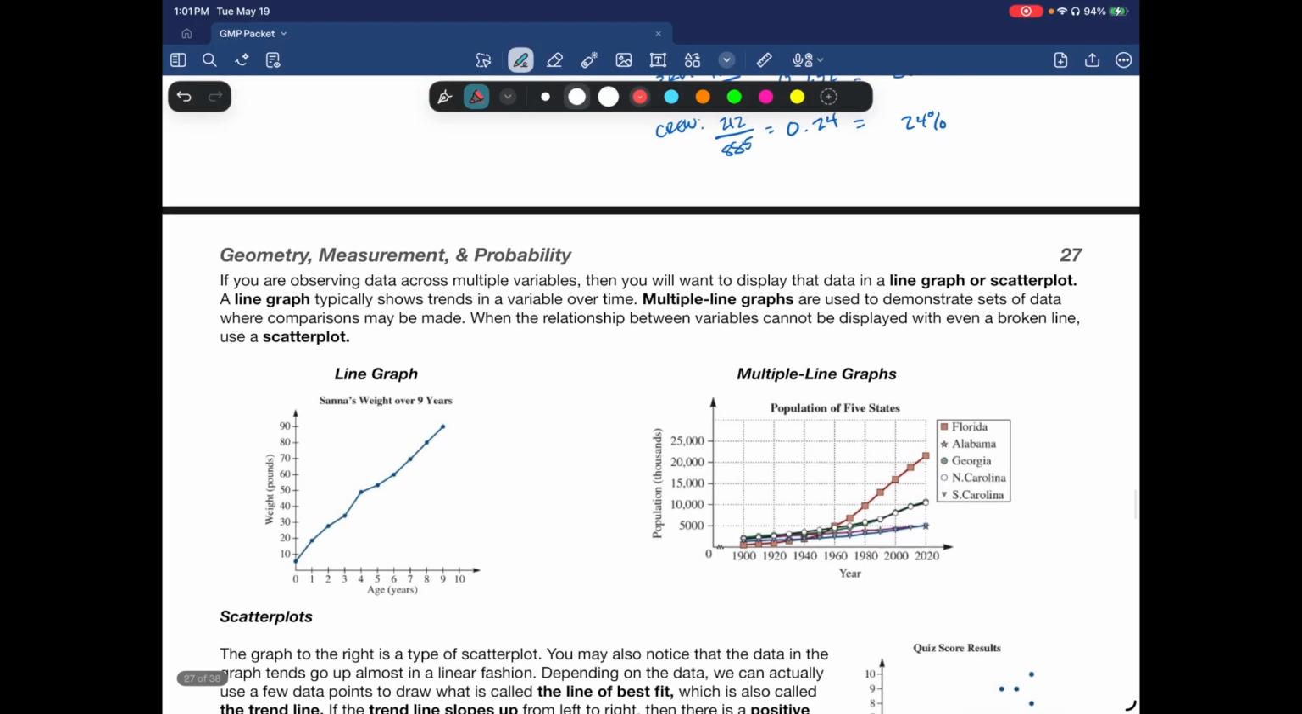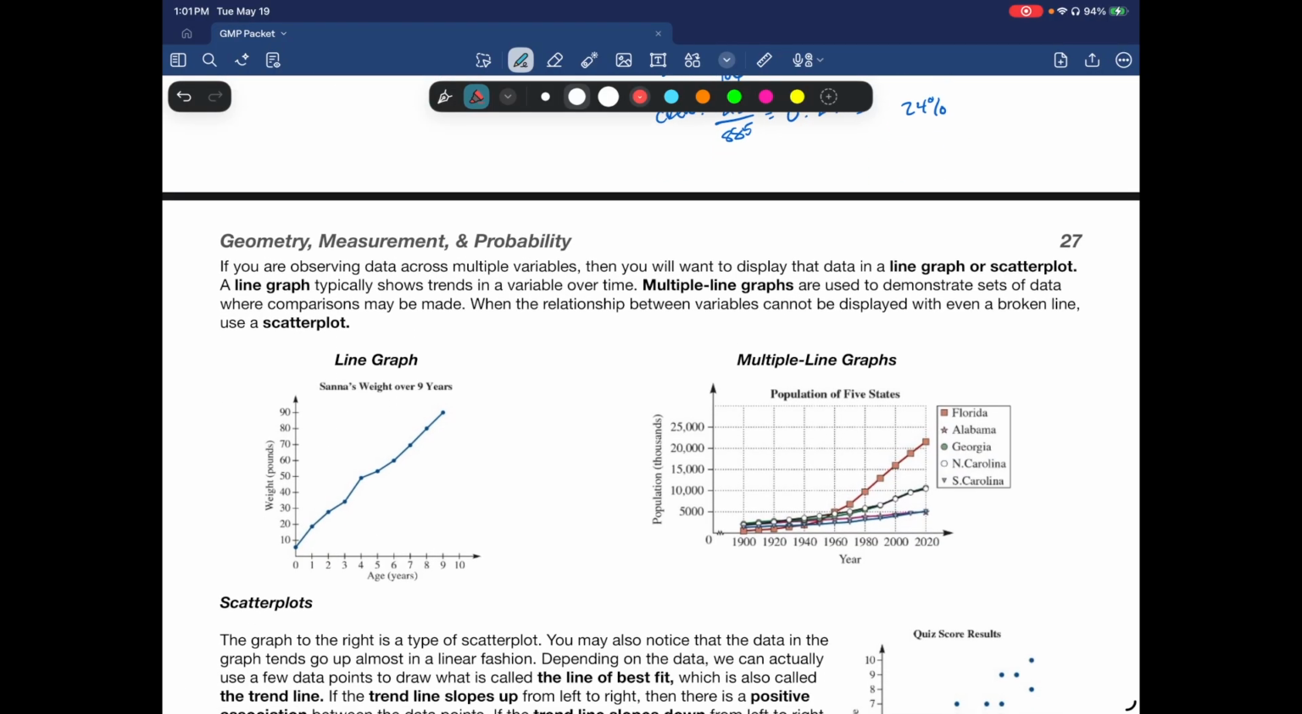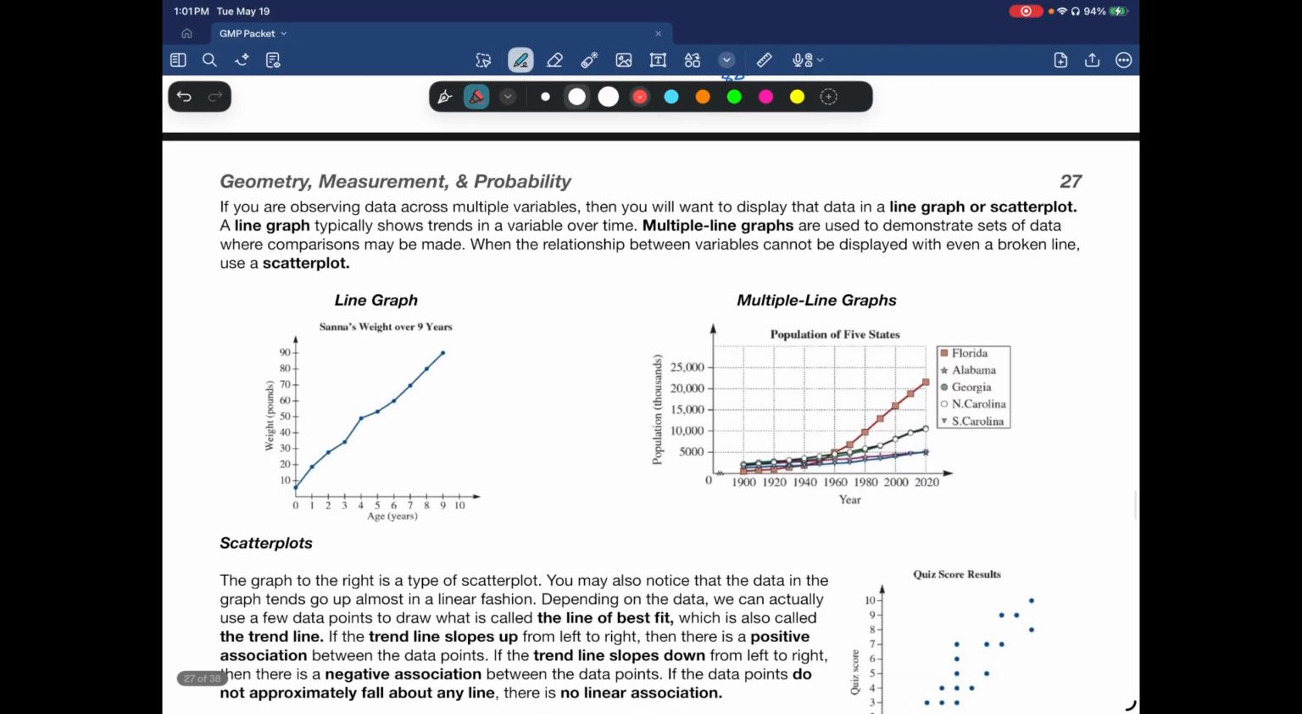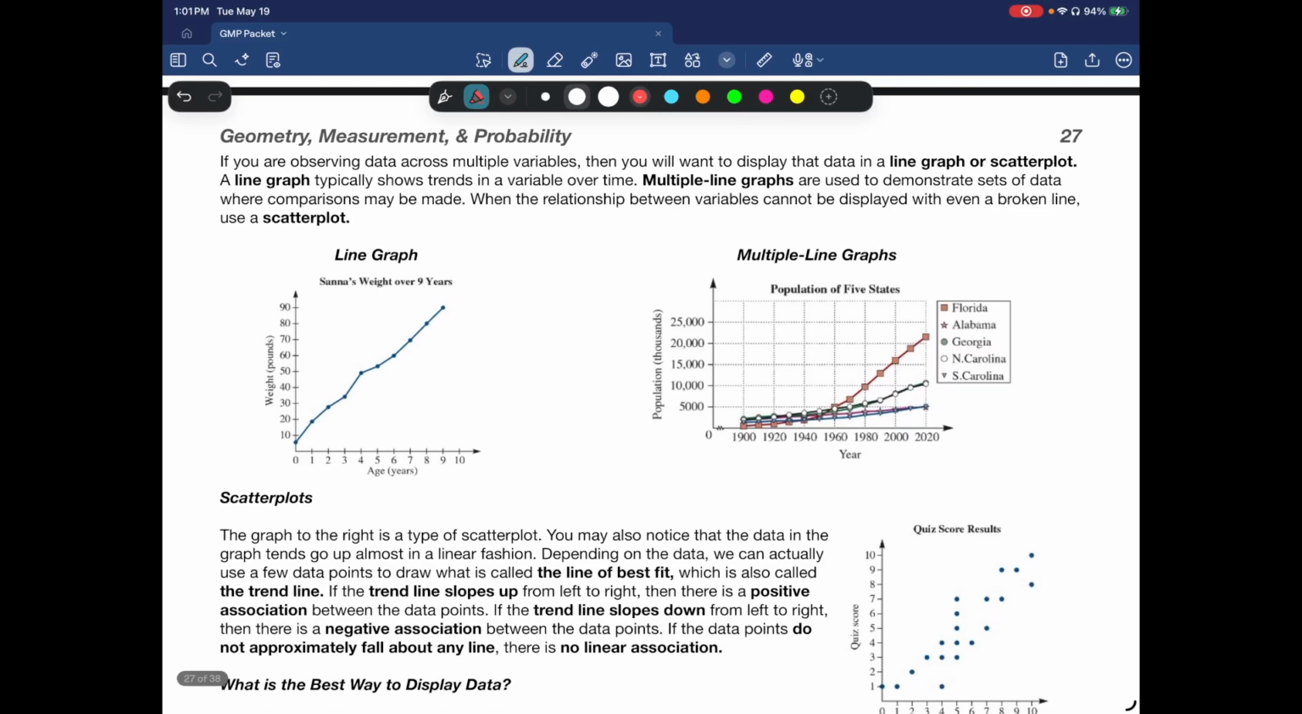Now, if you're observing data across multiple variables, then you want to display the data in a line graph or a scatter plot. A line graph typically shows trends in a variable over time. Multiple line graphs are used to demonstrate sets of data where comparisons may be made when the relationship between variables cannot be displayed with even a broken line using a scatter plot.